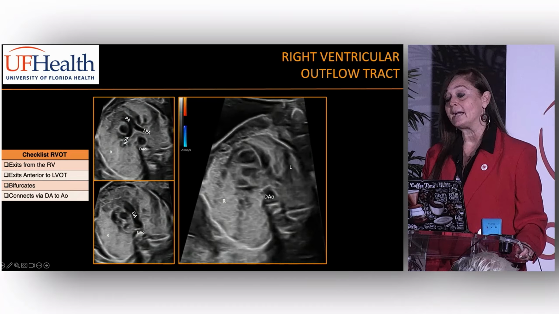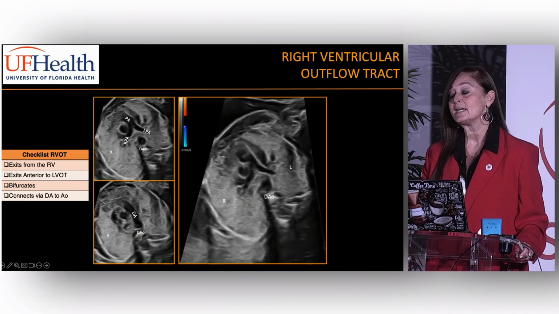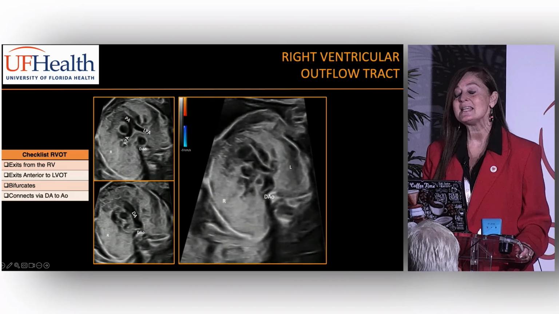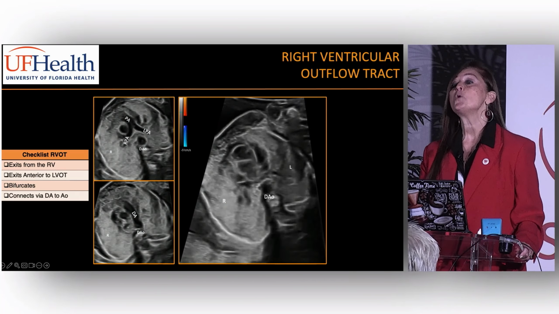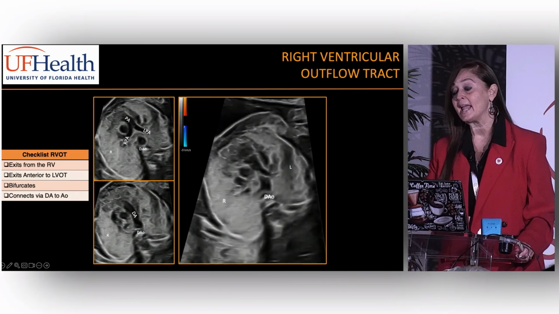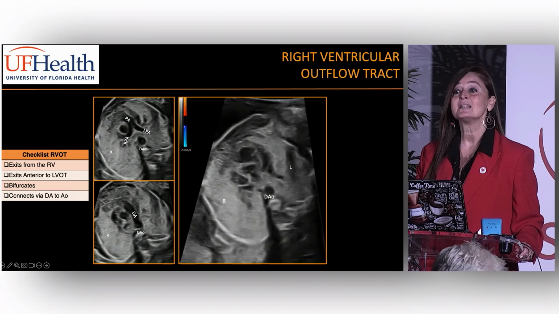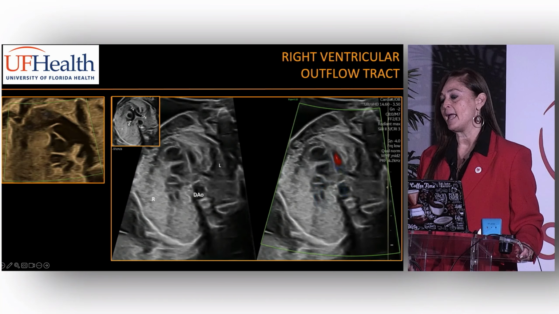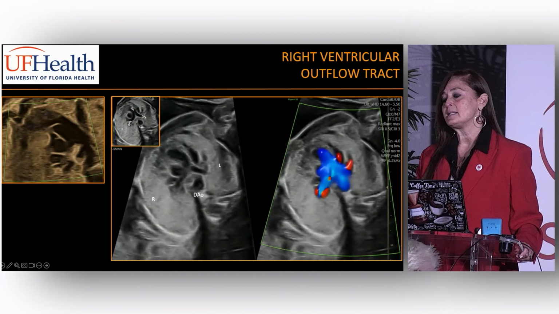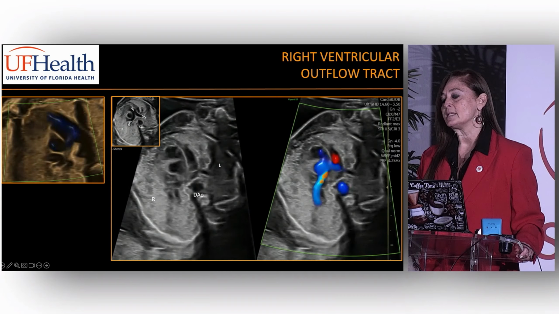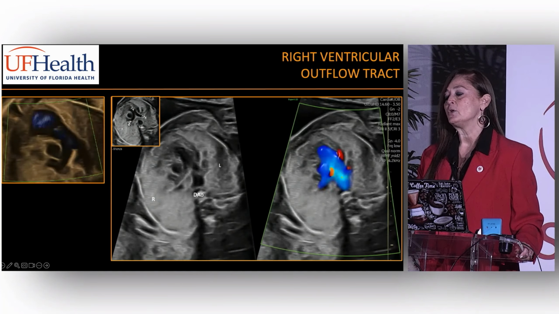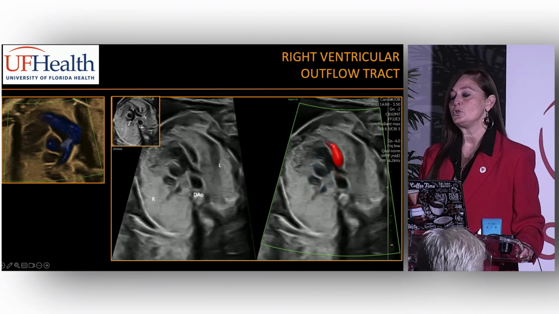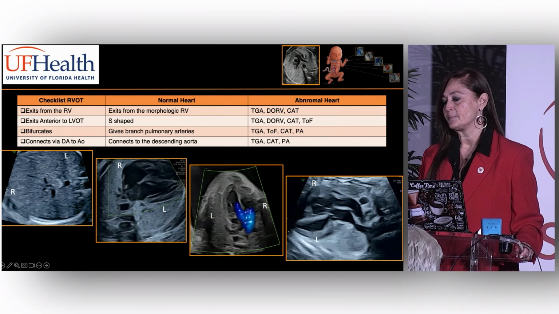But when you look at your right outflow tract, you need to make sure it exits from the right ventricle. You need to make sure it is anterior to your LVOT. You have to see that it is bifurcating, and you will see your ductus arteriosus coming straight into your descending aorta. And this is another example here where you can see with color as well, and you can see the bifurcation in the middle clip of the two branch pulmonary arteries.